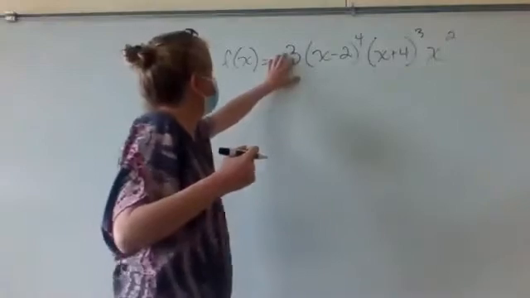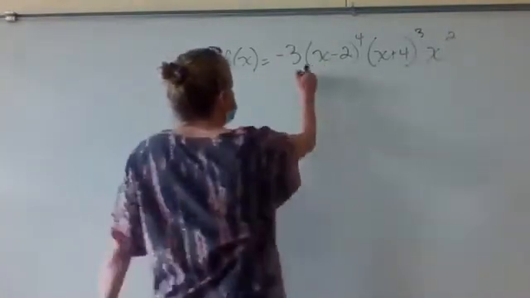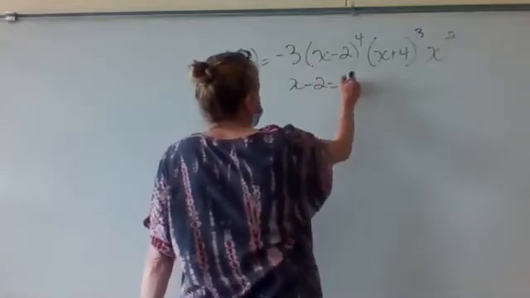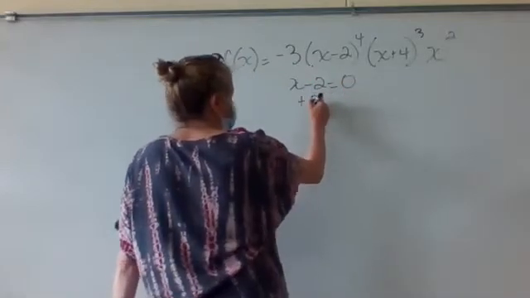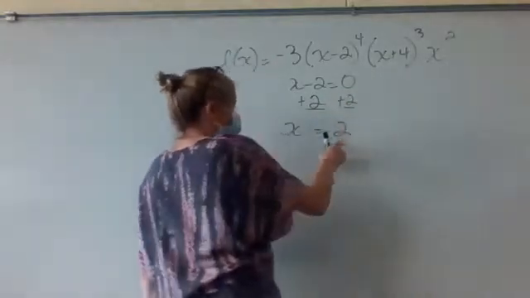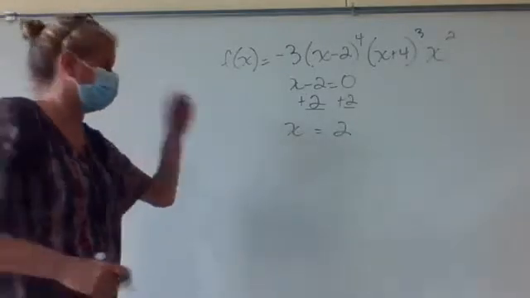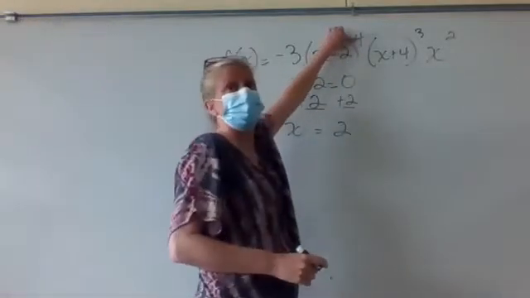So let's see. This doesn't have an x, so it doesn't make a 0. This does. So x minus 2 equals 0. Solve it for x. So add the 2 to both sides. So x equals 2. So there's one of the zeros. And its multiplicity is what? 4.